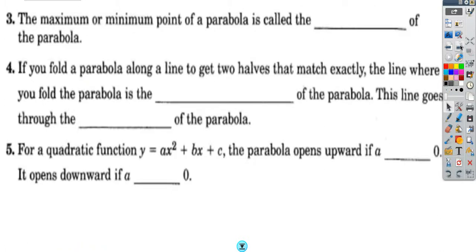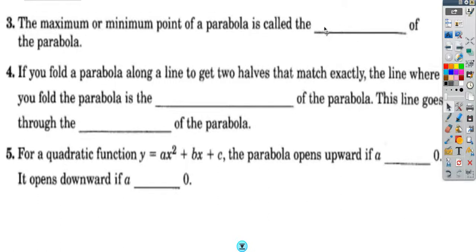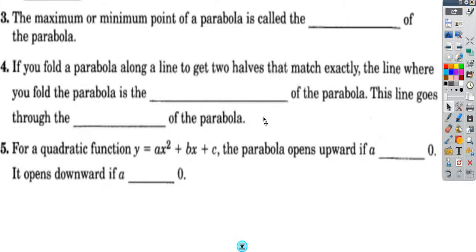On the next slide, the maximum or minimum point of the parabola is called the vertex. Oops, sorry about that. It is the vertex. The vertex of the parabola can also be called the turning point. I'm going to write that right underneath.